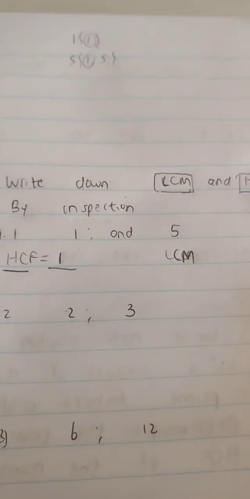Then let's go to the lowest common multiple. What is the lowest common multiple between 1 and 5? What do we mean by lowest common multiple? We mean what multiple of 1 and 5 is the lowest, but is common to both of these numbers.